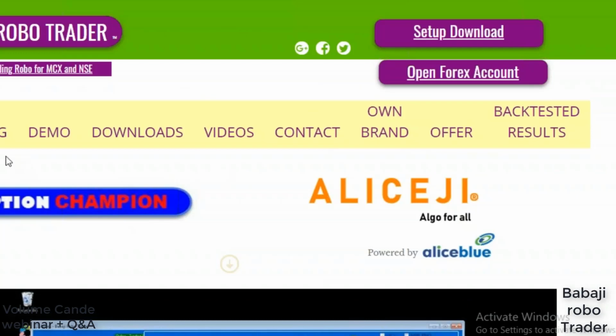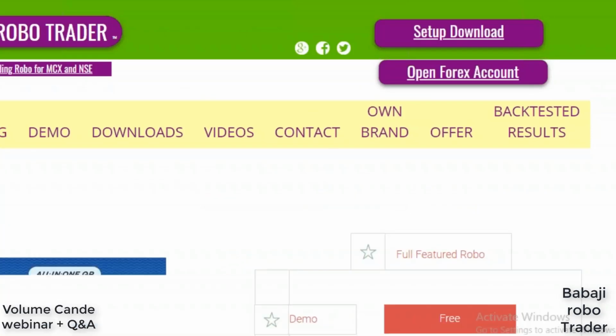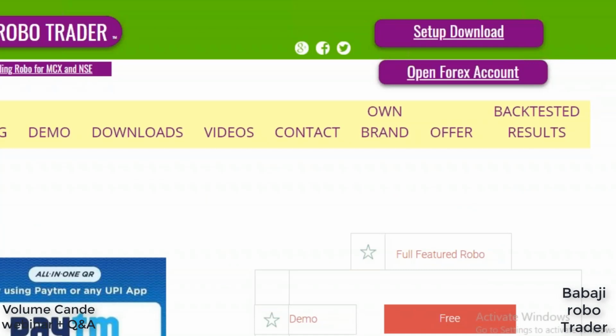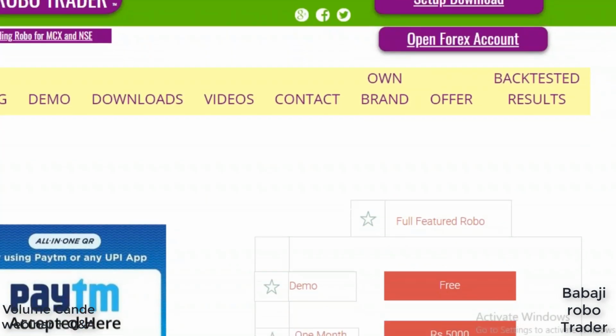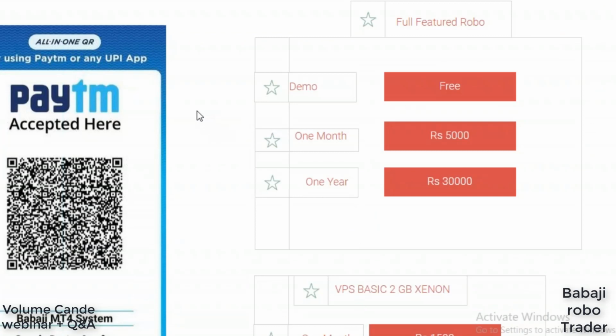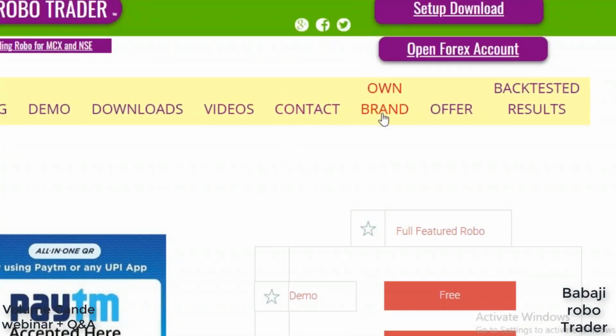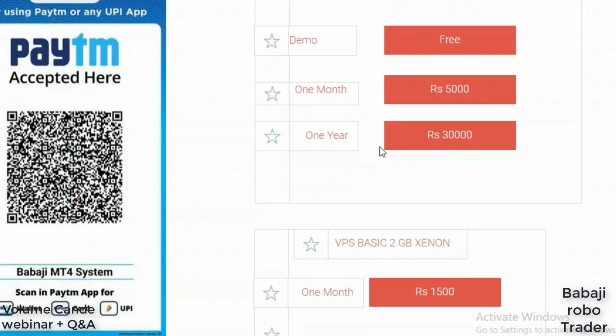When you go for a monthly subscription, it comes to 5,000 rupees monthly. When you go for yearly, we have the offer of 20,000 rupees for the full year. All our software is completely backtested, and we have given the complete report over here, so you can check it out. This is only for MT4 to Alice Blue.